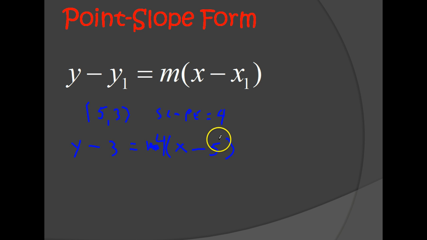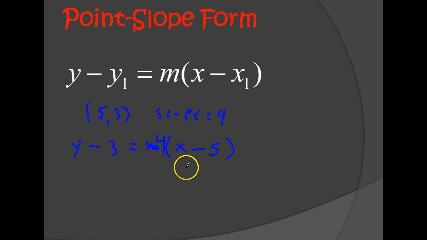And then that's it. That's the answer. I know at this point a lot of people will look at it and say, well, there's some work I can do. I can distribute this 4. I can maybe add 3 to both sides to get y by itself, but you would only do that if you wanted to change this into slope-intercept form, but no need to. This is point slope form, and just leave it the way it is.